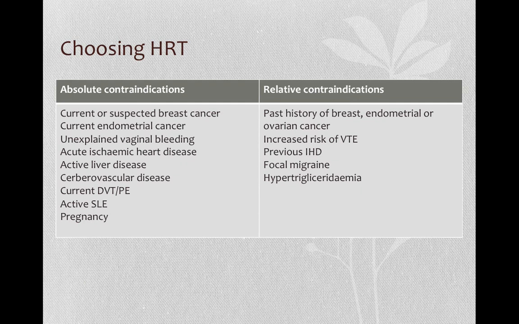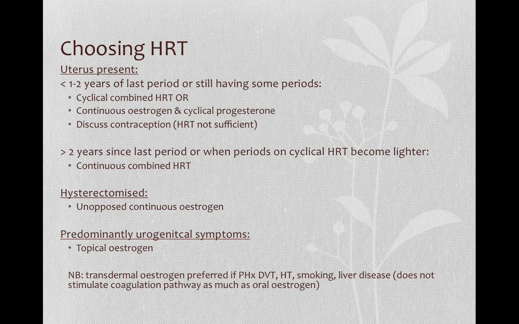If HRT is being considered, there are certain contraindications to consider. For instance, certain cancers, unexplained vaginal bleeding, which would need to be sorted out before commencing HRT, heart, liver or cerebrovascular disease, and the thromboembolic risk. The type of HRT chosen will depend on whether a woman still has her uterus or not. If she's had a hysterectomy, she can have unopposed estrogen only HRT, which will be continuous in either tablet or patch form. If she still has her uterus, however, she'll need to have combined HRT with both estrogen and progesterone.